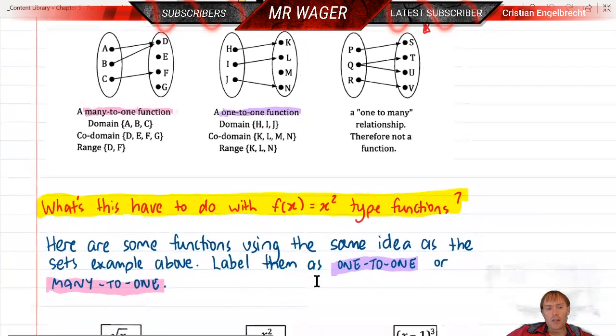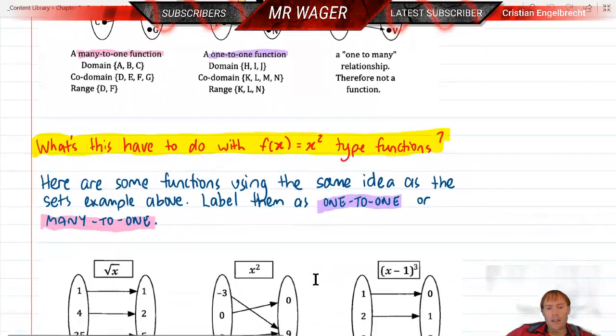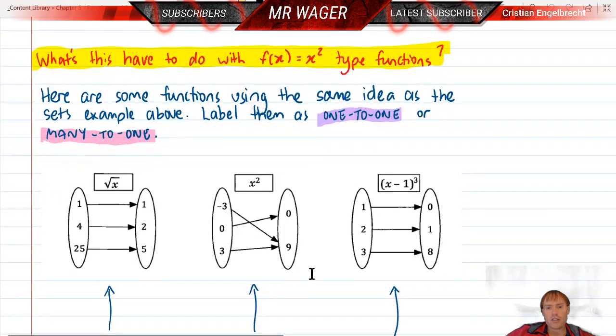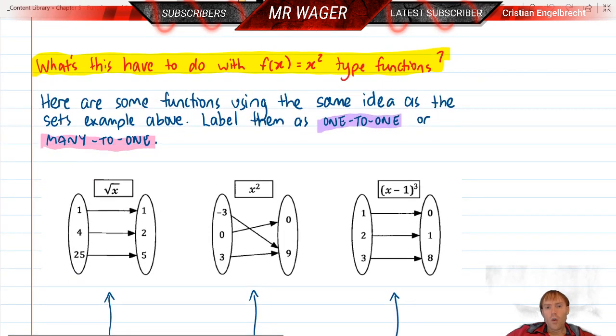And what I want you to do is have a go at thinking about which of these functions are many-to-one or one-to-one, okay? If you wanted to pause the video right now, I've got this first set here, the second set, and the third example here. In this first example, we've got the function square root x, and we've got the domain of these values over here, and they're mapping to these range values over this side. So we're going to label this as either one-to-one or many-to-one.